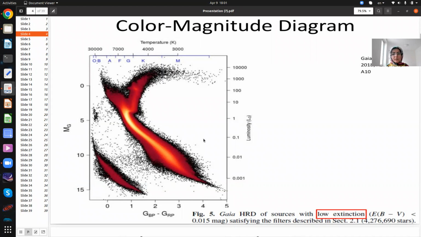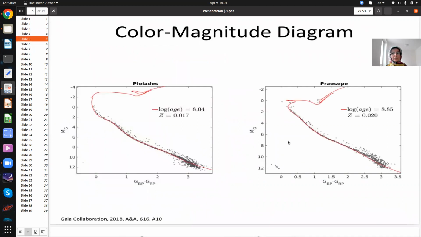And you see a Gaia HR diagram of sources with low extinction, satisfying the filters described in the paper. Here, in the paper, maybe you see that in Pleiades and in Persephone, it's a good fit for isochrone and for main sequence.